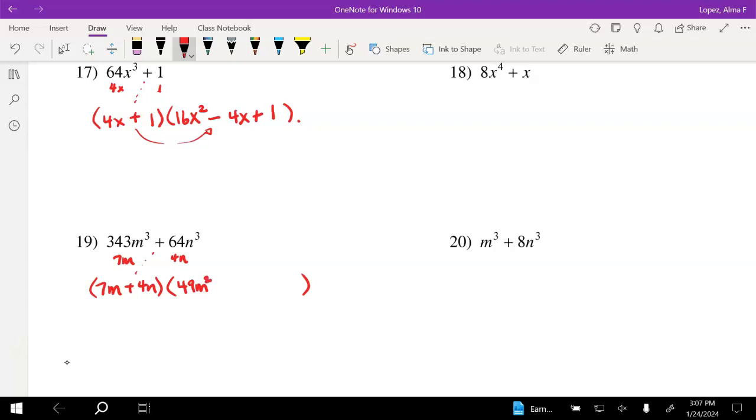Our second base squared goes in the last position. That is 16n squared. It's really important when you square that you say 7m times 7m is 49m squared. And 4n squared is 4n times 4n, which gives us 16n squared. The middle term is made up by multiplying 7m times 4n, which is 28mn. This sign is always a plus, and this sign is the opposite of what's happening in the original.